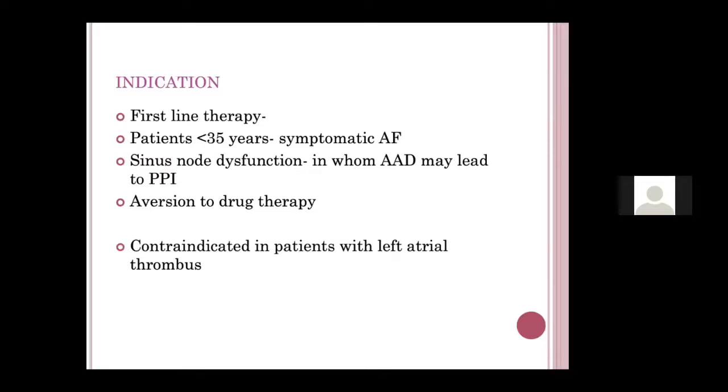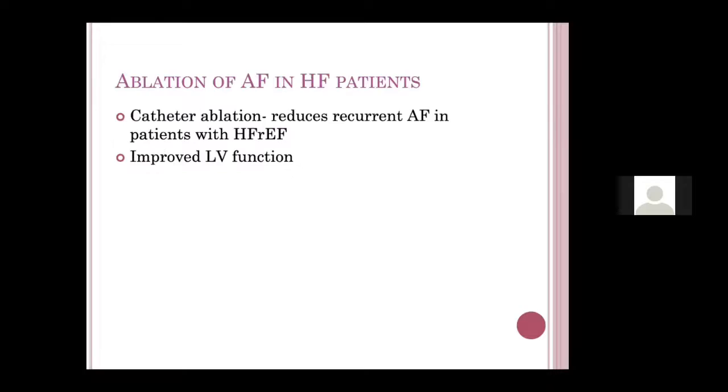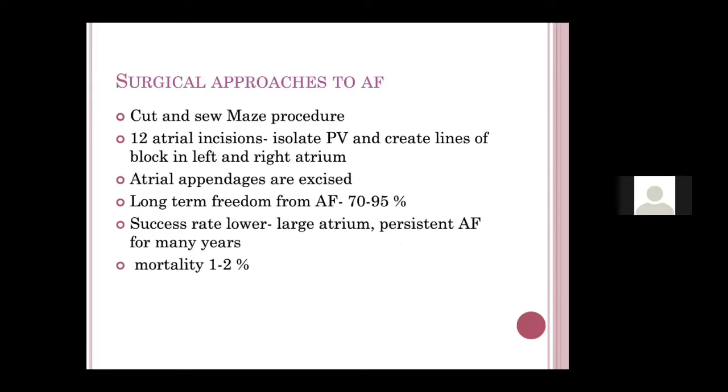As I told you, first, patients less than 35 years with symptomatic AF; and patients with sinus node dysfunction in whom antiarrhythmic drugs may lead to permanent pacemaker implantation. In that group of patients you can do it. And if the patient is refractory to drug therapy, you should do catheter ablation. However, if there is a thrombus in the appendage or in the left atrium, you should never do a catheter ablation. And why do we do it? One is to decrease the recurrence of AF, it improves the symptoms, and it improves the LV ejection fraction.